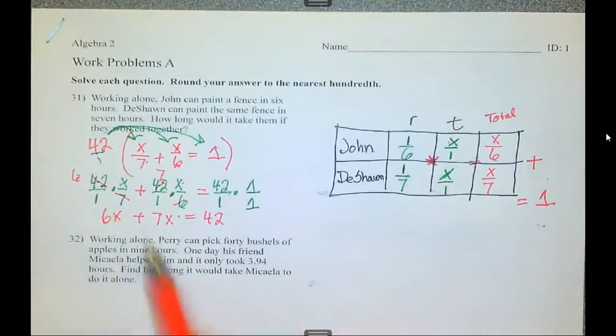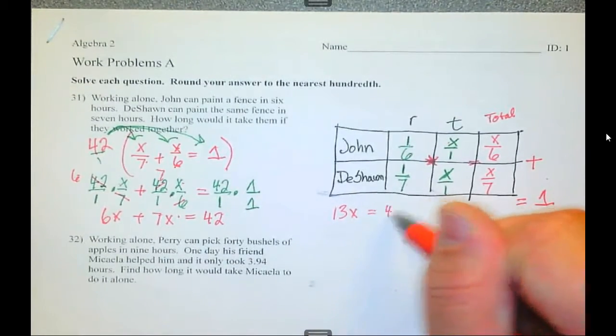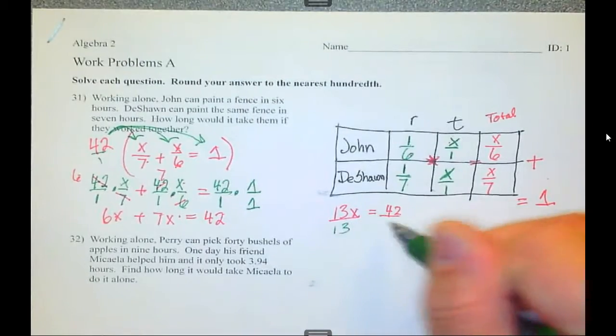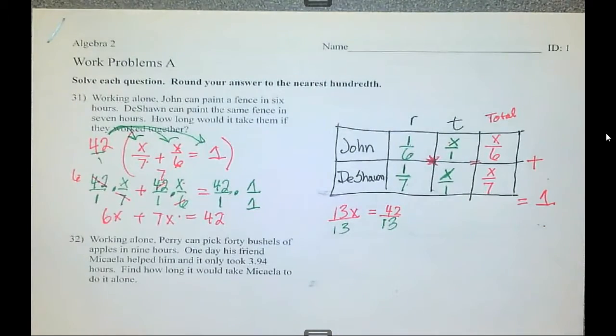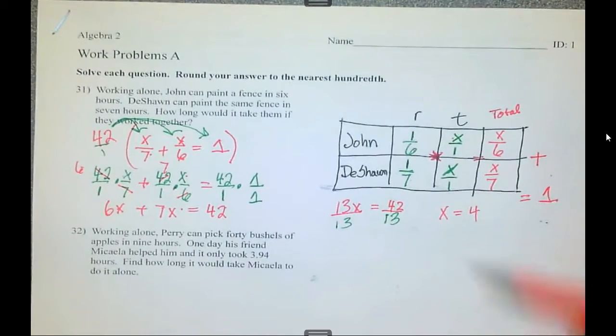All right, 6x plus 7x, 13x equals 42. Divide both sides by 13, and x equals about 4. So they could do the job together in about 4 hours. Not that hard, right?